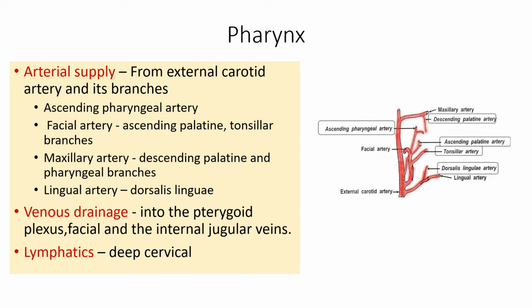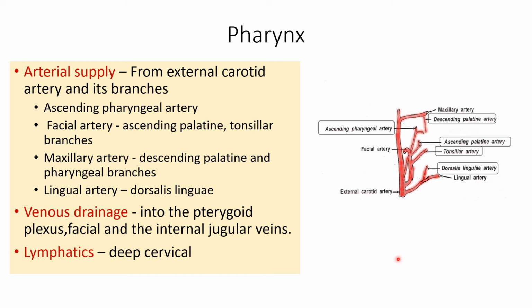So the branches of the external carotid artery that are supplying the pharynx are the ascending pharyngeal artery, which is a branch of external carotid artery. Then the facial artery is supplying through its ascending palatine and tonsillar branches. The maxillary artery is supplying the pharynx through its descending palatine artery and the pharyngeal branches. The lingual artery supplies the pharynx through its dorsalis linguae artery.